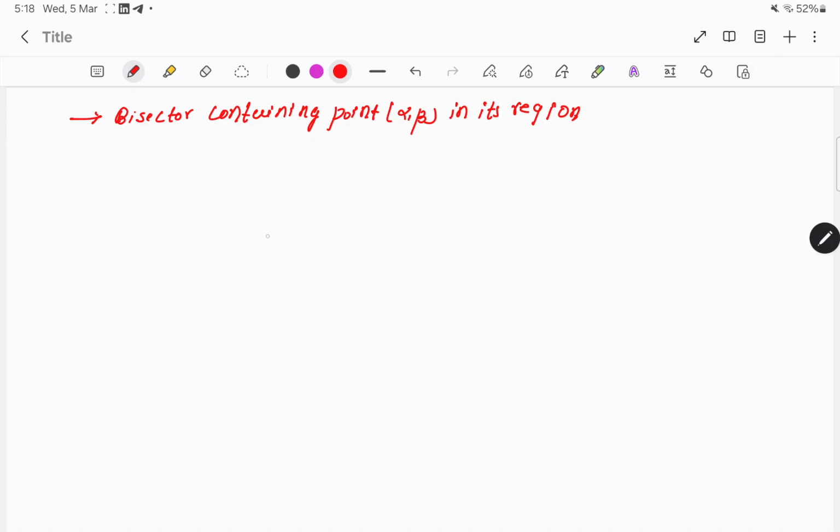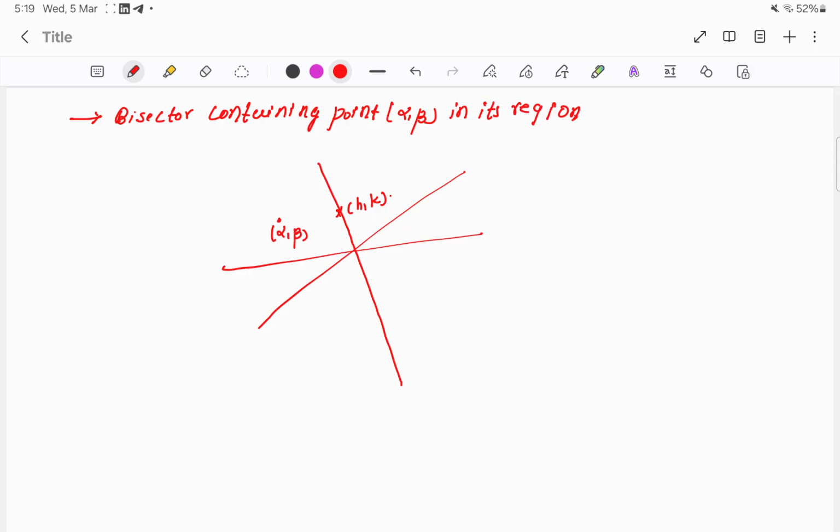As usual, this is one line, this is one line, and a point containing alpha comma beta. This is the point containing alpha comma beta, and this is the point on the line H comma K. Now, for the bisector containing the point alpha comma beta in its region, we have to decide which one will be the angular bisector, either equation number 1 or equation number 2.